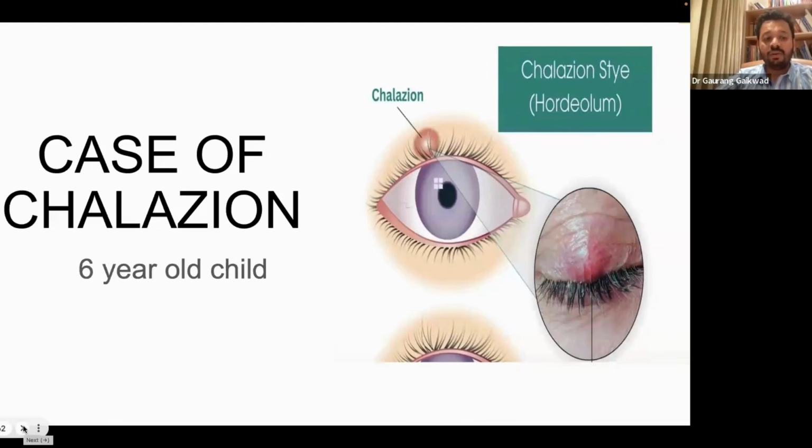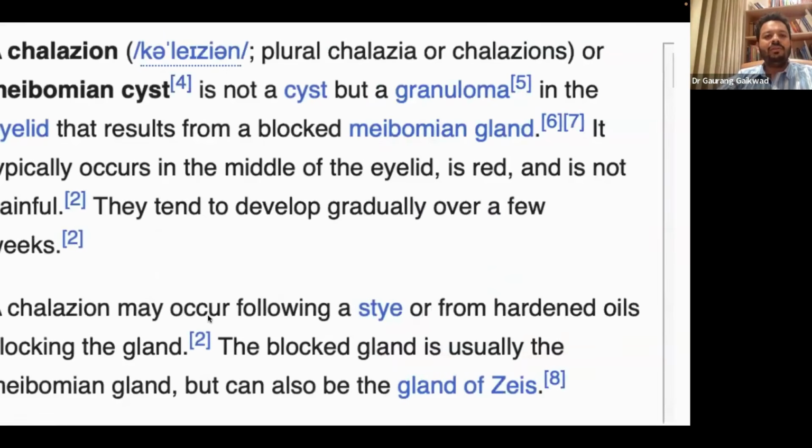This is a case of a 6-year-old child with Chalazion, and you can see what a Chalazion is. It's also known as a hordeolum. I want to just tell you a little bit about what a chalazion is. It's not a cyst, but a kind of granuloma around the eyelid that comes from a blocked meibomian gland, and it can happen in any part, in the medial part, in the central part of the eye, upper lid, lower lid, it can be anything. So let's come to the case.